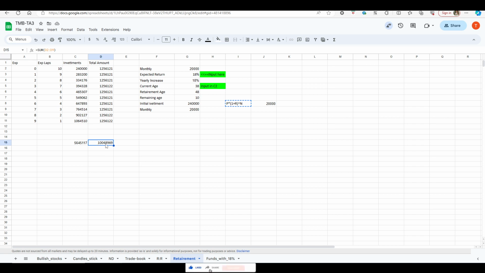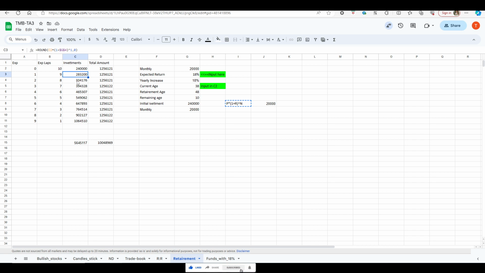For making this, the initial monthly amount is 20,000 rupees, which yearly is 2.4 lakh. This 2.4 lakh is the initial amount. This is the first year. The second year I am investing 18% more than this 2.4 lakh, which is 2.83 lakh.